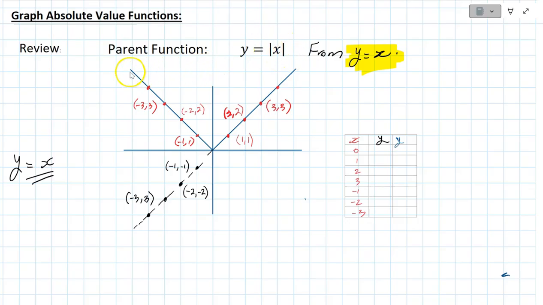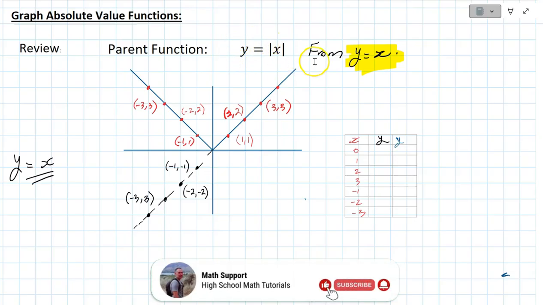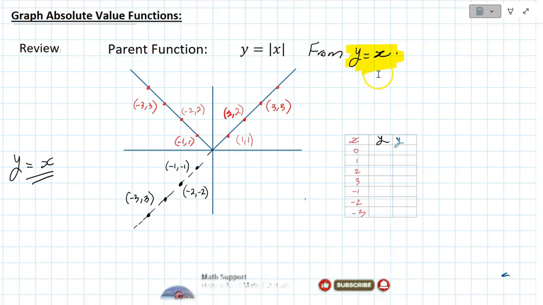And this V-shaped graph that you see, I talked about it in the last video, which I'm going to put a link to on top here in a few seconds so that you can refer back to it. It's a V-shaped graph and it is the parent function for absolute value. And remember that the absolute value parent function has been taken from the y equal to x function, which is a linear function. That's a parent linear function. And here's the equation of it.